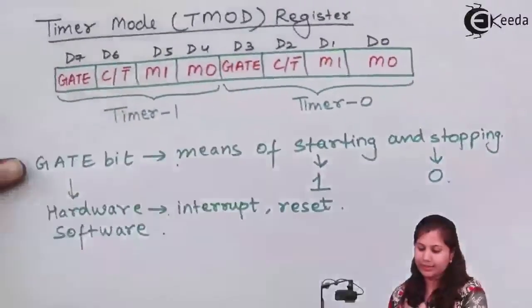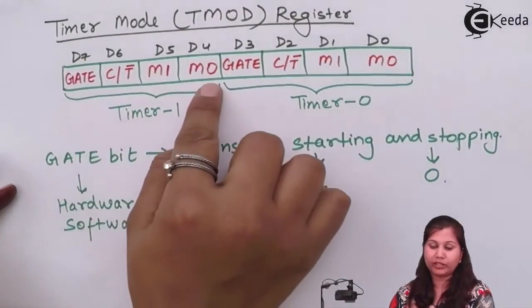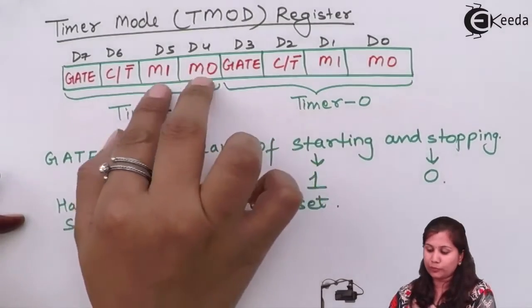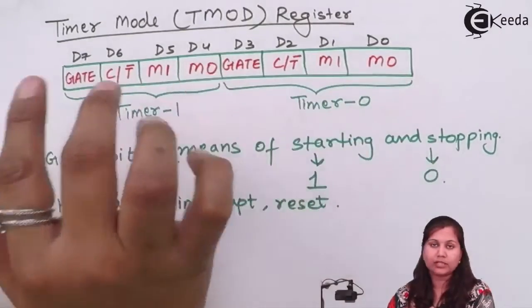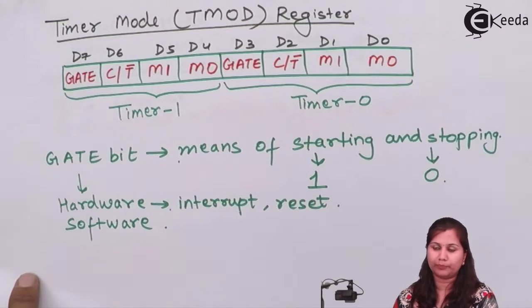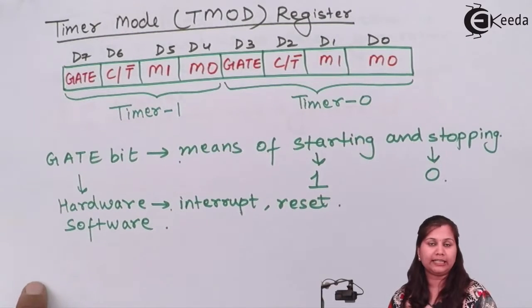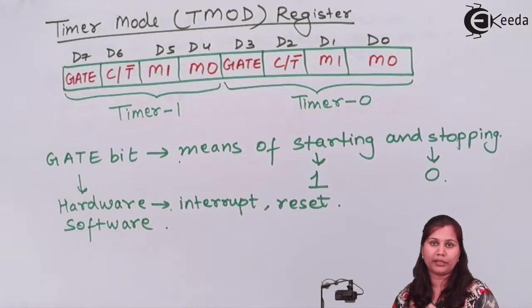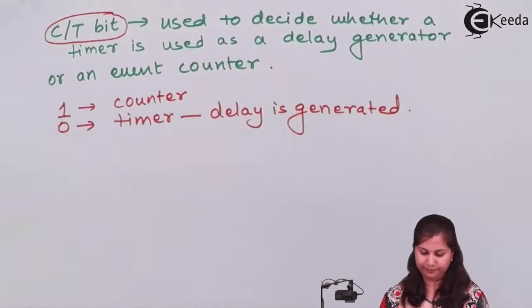The next bits in this TMOD register are M1 and M0. These two bits in both the timers are used to decide the modes of operation of the timers. These two bits can take different combinations like 0 0, 0 1, 1 0 and 1 1. Depending upon the combination, we have 4 modes: mode 0, mode 1, mode 2 and mode 3. Let us study in detail what the 4 modes of operation of these timers are.